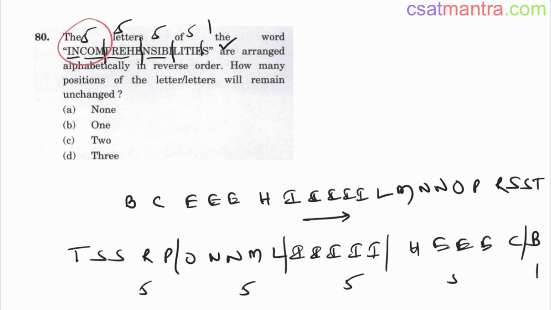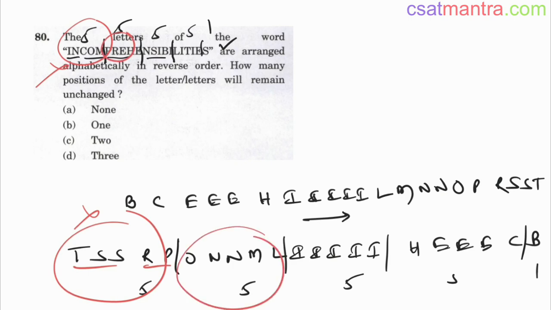Now in these 5 letters, does any letter position remain unchanged? T, S, S, R, P. Here I, N, C, O, M. No letter is matching. So ignore. Here also no letter matching. Ignore. Here we have 2 I's, here 5 I's. So 2 letters' positions remain unchanged. Here you have E at last, but here you have C. So nothing unchanged. Here you have C, here you have B. So only 2 letters. Answer C.